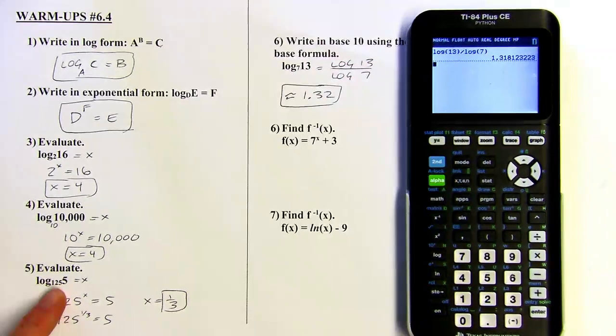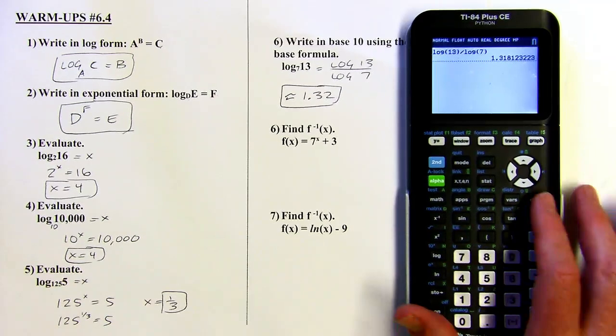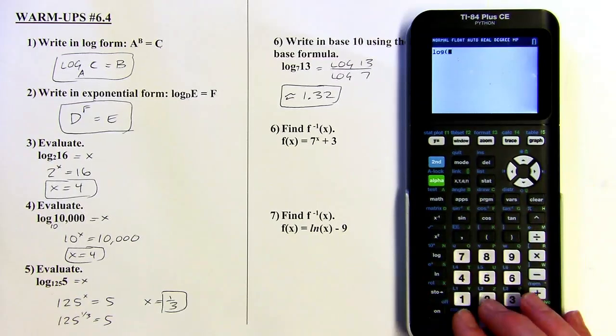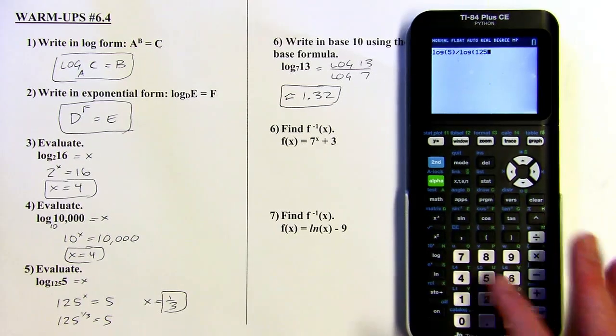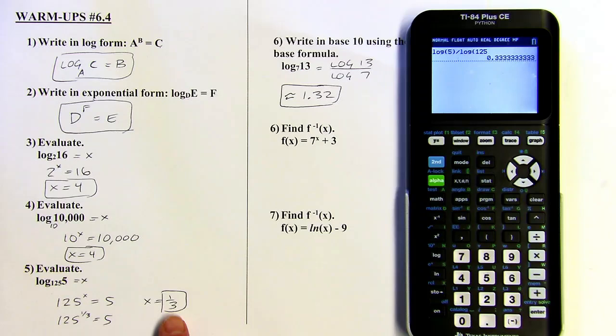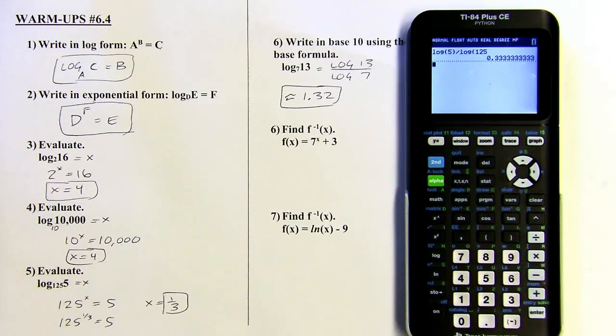Okay, so we could have done the same thing here, so let's try this. This would be log of 5 over log of 125 for that previous problem. I close the parentheses there. And hey, 0.333 is 1/3, right? So same result there. Okay, and you could have also used change of base here to get this one.